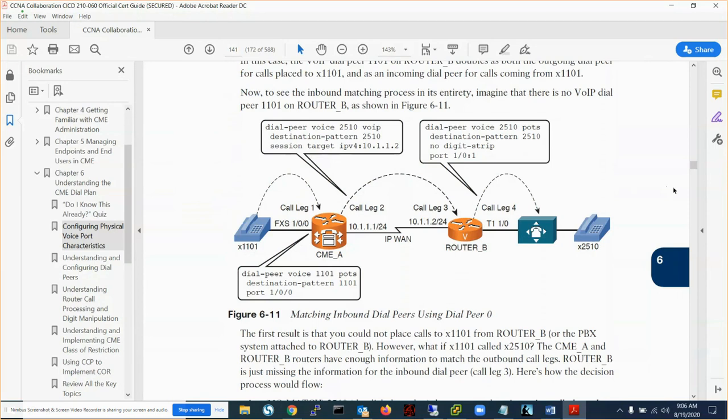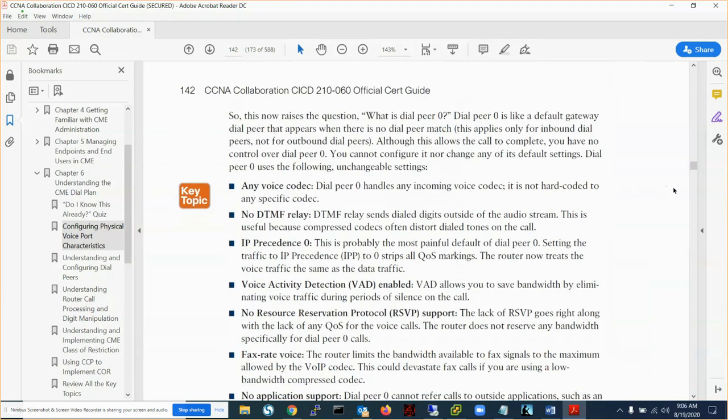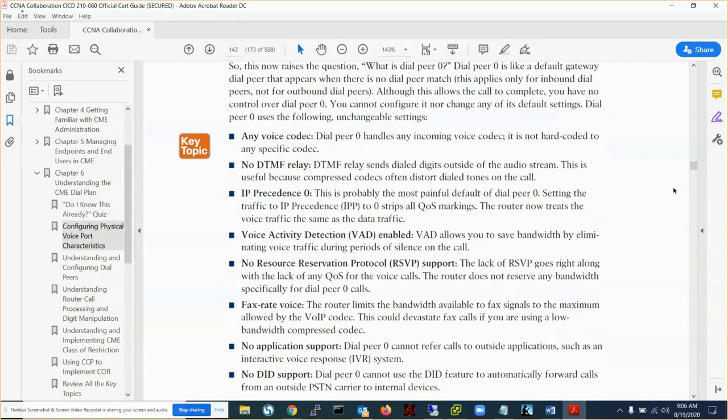But if you don't have the incoming dial pair, the system will give you one. It's like you can't afford a lawyer, the government will give you a lawyer. But it can't work the other way around. If you have an incoming dial pair but you don't have an outgoing dial pair, the system can't give you an outgoing dial pair automatically. It can't work.